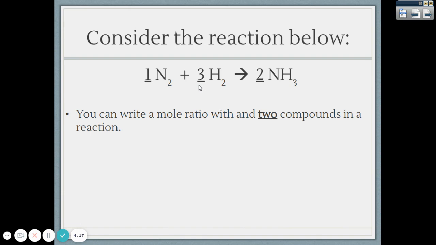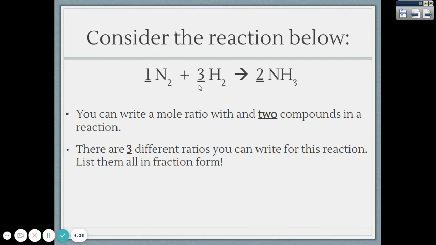So sticking with that same reaction, we're going to practice writing out mole ratios. And so we can do this with any two compounds in a reaction. So for this particular equation, because I have 2 reactants and 1 product, there are actually 3 different ratios that we can write for this reaction. So let's list them all in fraction form, because fraction form is how we are going to use it for our conversion problems.